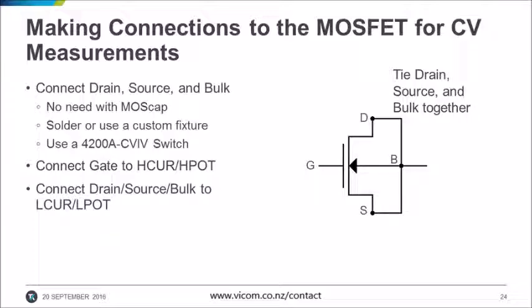Connections need to be made from the CV high terminals of the CV meter, that includes H-Cur and H-Pot terminals, to the gate of the device, and from the CV low terminals of the CV meter, which includes the L-Cur and L-Pot terminals, to the drain source bulk of the device. After connecting everything, this is the time to perform the cable compensation measurements.